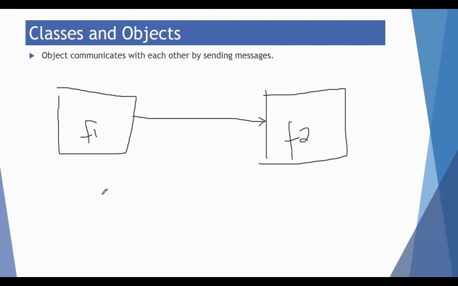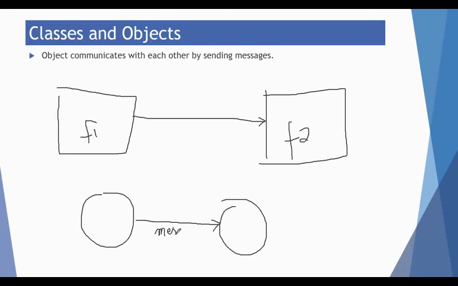Whereas in an object-oriented programming language, the code is built around objects. So you have object 1 and then object 2. One object can communicate with another object by passing messages.